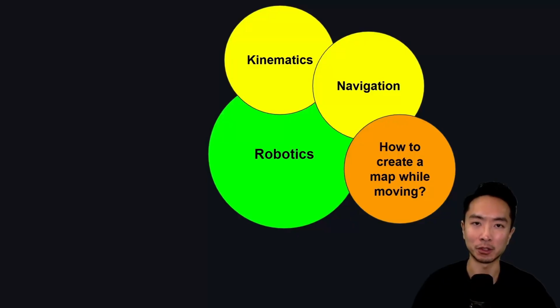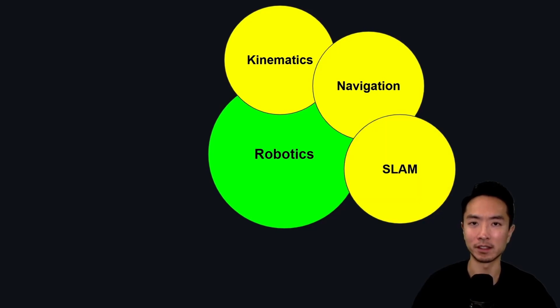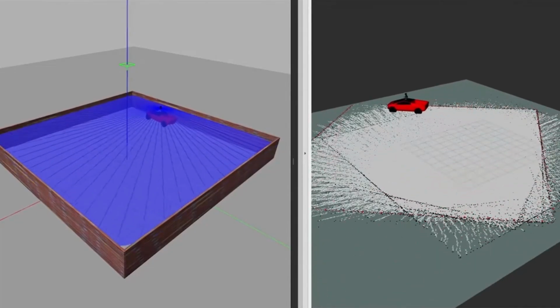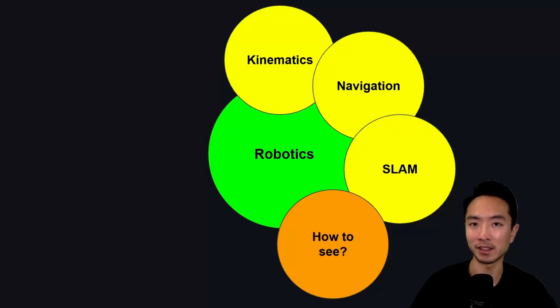Next, we want to know how to create a map while moving. This is the study of SLAM, simultaneous localization and mapping. Here you can see my Cybertruck driving around to create a map of its environment. Now, how about how to see? This is a study of computer vision. What you see here is a depth map. This is what the robot sees to figure out how far something is.